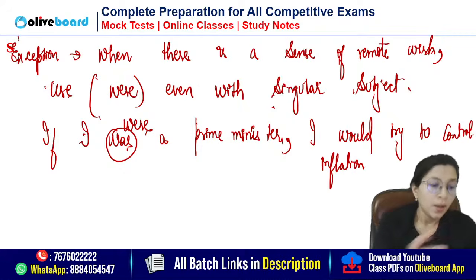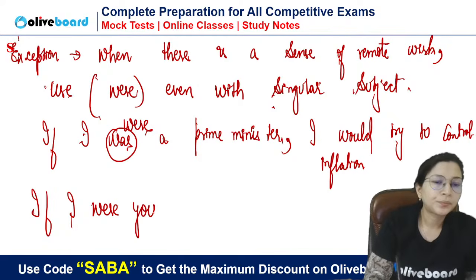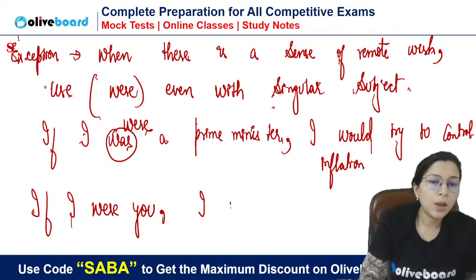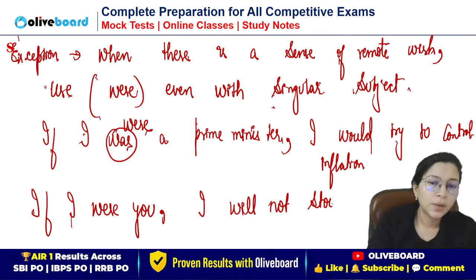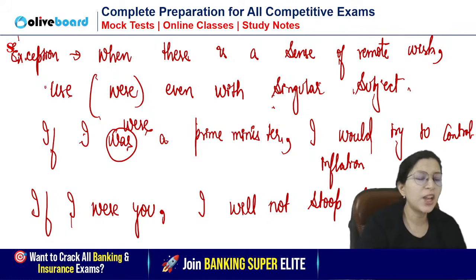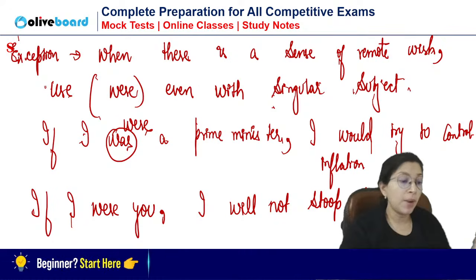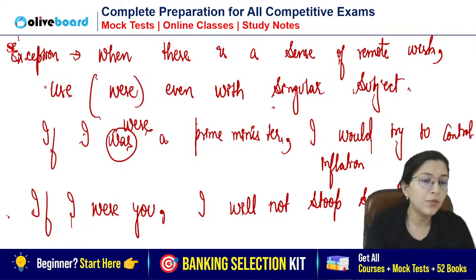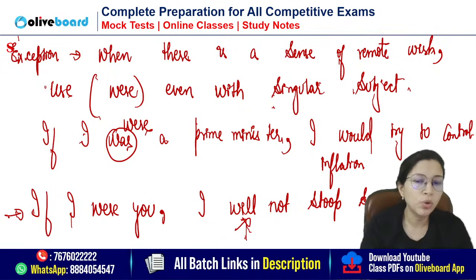Now listen to me. If I say, if I were you, I will not stoop so low. Where is the error? If I were you, I will not stoop so low. Stoop so low मतलब मैं इतना नीचे नहीं गिरता. See, error can come in any part. Now you should know that this were is the case of second condition only. Very good. So you will not say I will not stoop so low. You will say I would not stoop so low.